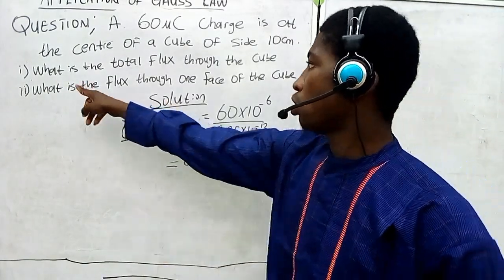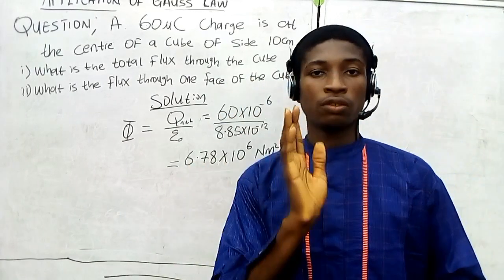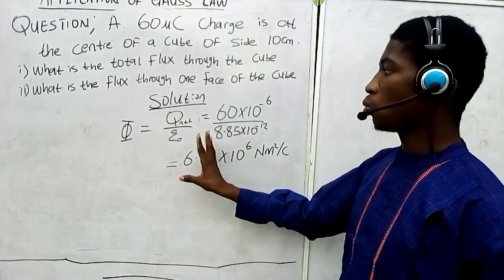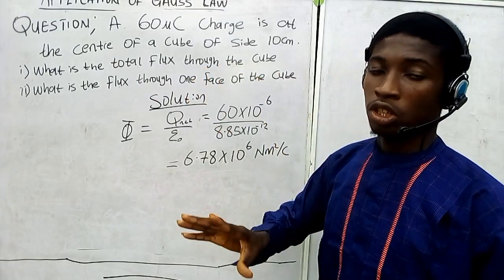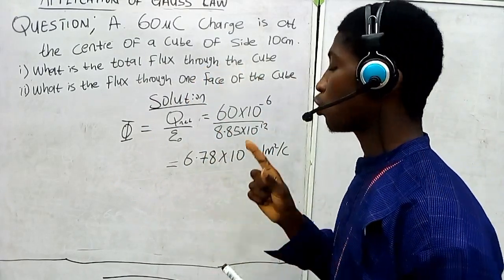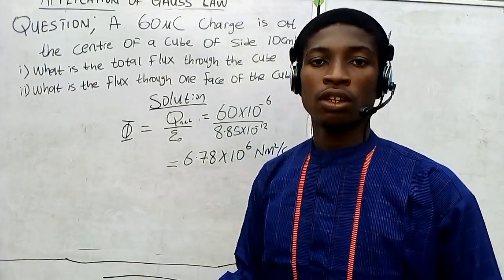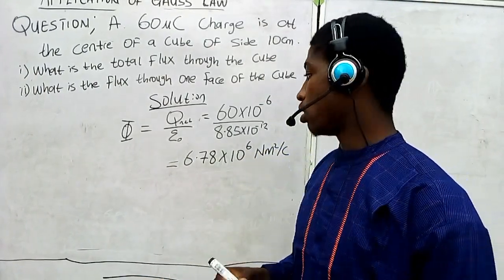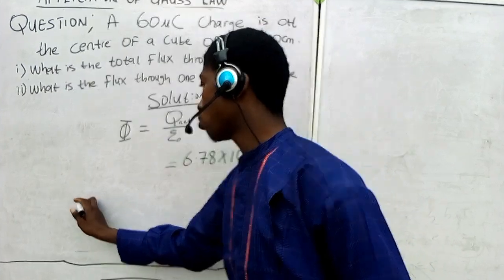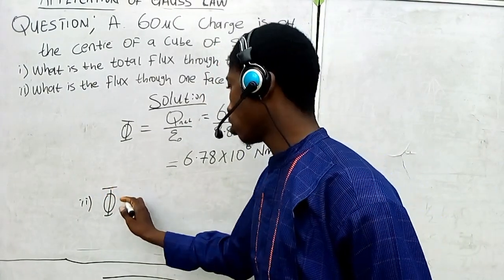So let's go on to number 2. What is the flux through one face of the cube? This is very, very simple, because this is the total flux through the cube. So for one face of the cube, remember that you have to divide this by 6.